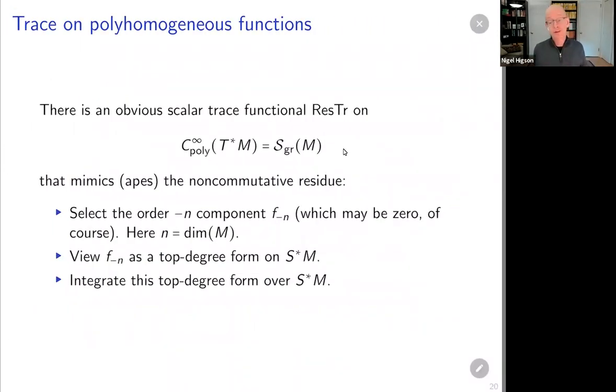As for the integral on functions, this is a sort of poor man's version of the Wodzicki residue. It retains just the tiniest little hint of non-commutative residue. Namely, if you have a polyhomogeneous function, it's graded by order, this algebra of polyhomogeneous functions. So you can just select the order minus n component without issue and integrate it. And the way you integrate it is you identify order minus n functions on the cotangent bundle with top degree forms on the cosphere bundle. That's a standard trick in symplectic geometry. And then you just integrate the form. That's simple.